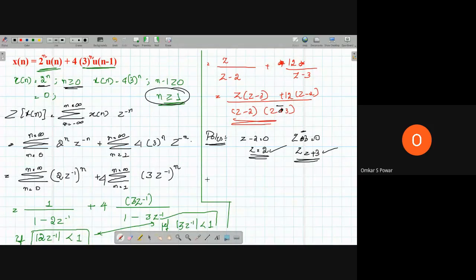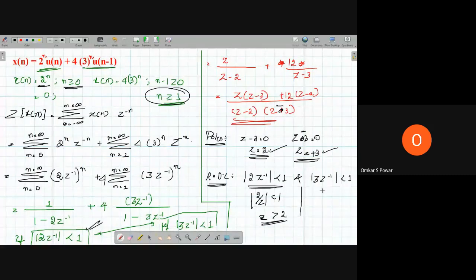Then what we want? We want the ROC. So as I told, for ROC we will make use of these two conditions. The first condition is mod of 2 z inverse is less than 1 and mod of 3 z inverse is less than 1. So using these two conditions, we have to plot our ROC. So how can we write this expression? 2 by mod z is less than 1 and mod z is greater than 2. Similarly, our right hand side term, 3 by mod z is less than 1 and mod z is greater than 3.